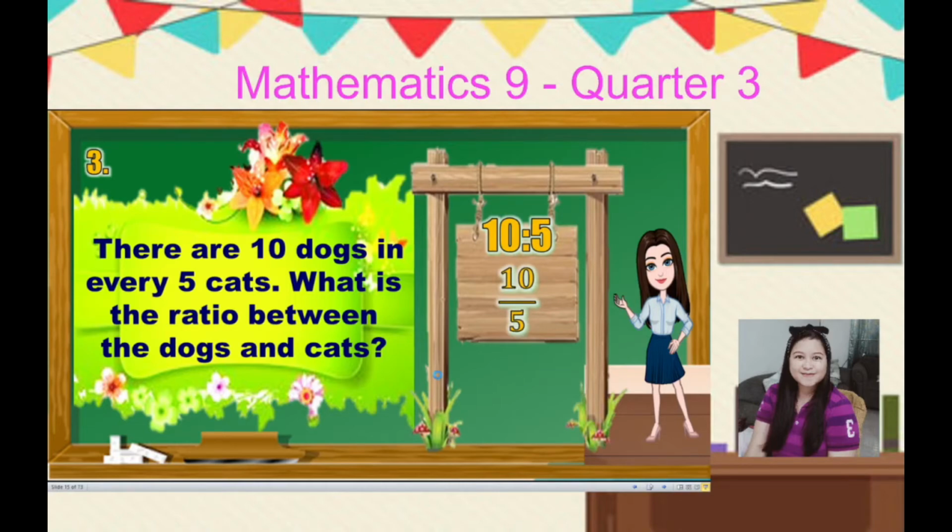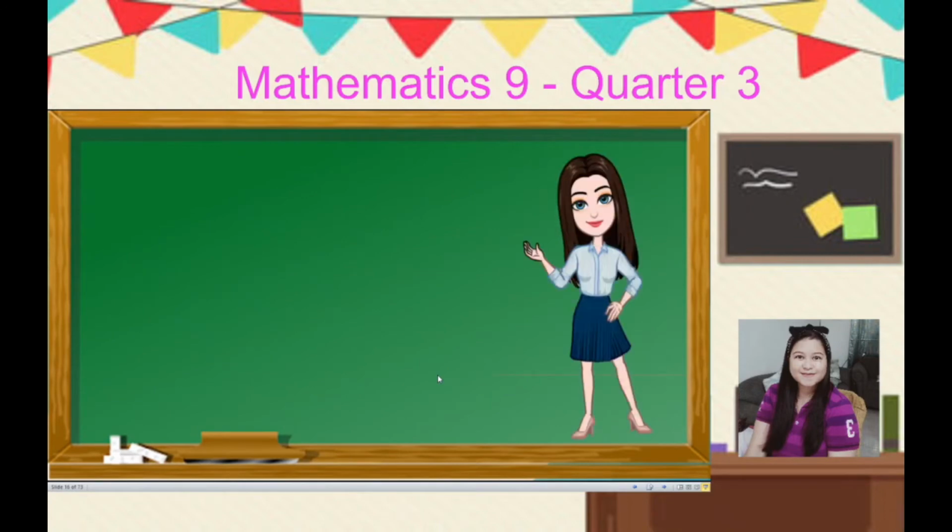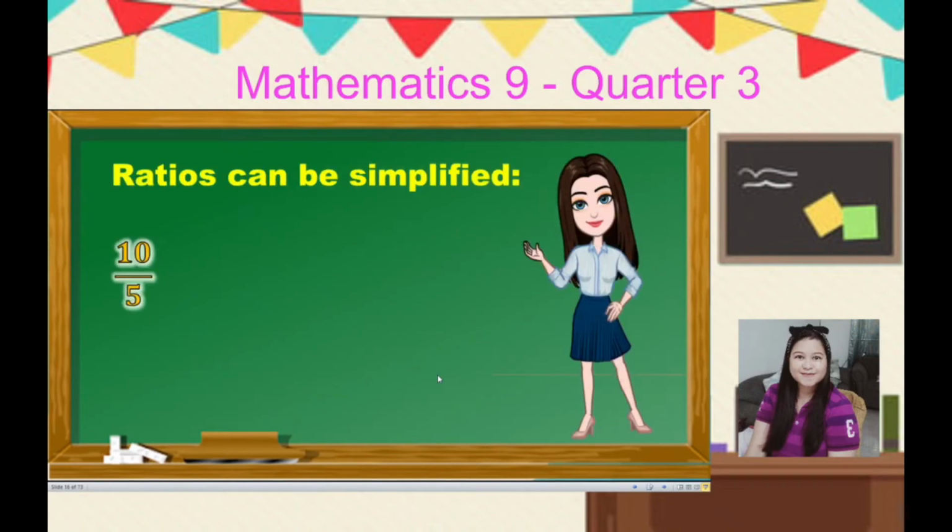As you can see, 10 over 5 can be simplified. So, paano po ba nagsisimplify ng ratio? Ang ginagawa po natin, we are going to think of a number that is both divisible by the numerator and the denominator. So, yung tinatawag nating greatest common factor, i-divide natin yung greatest common factor sa numerator at saka sa denominator. So, with 10 over 5, ang ating GCF ay 5.